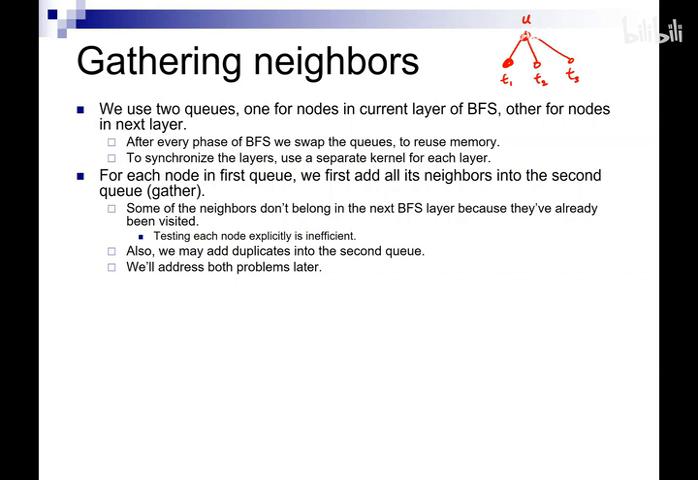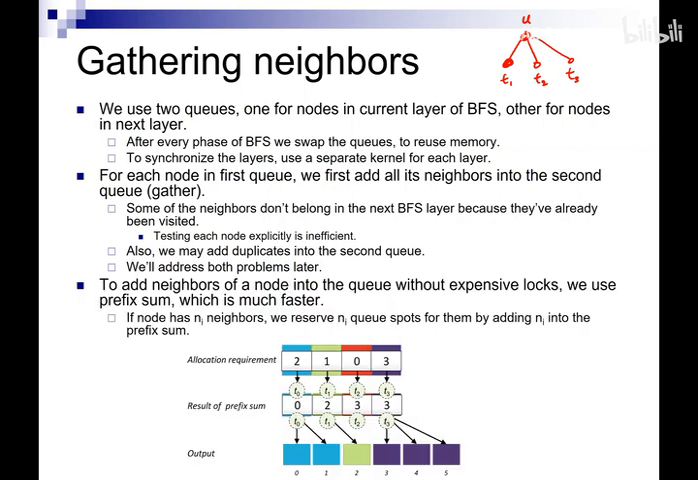So we have these two problems. One is that explicitly testing whether a node has been visited, i.e., whether it belongs in the queue or not, is inefficient. The other is that we may be adding duplicates into the next layer's queue. We'll see how to address these problems later. But for now, we just want to see how we can add things into the queue without using explicit locking. And the way we're going to do this is to use prefix sum again.